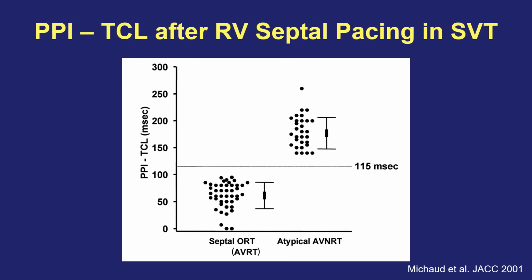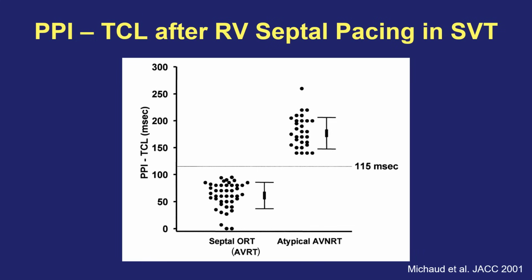And of course, there is another one of the seminal principles in EP study evaluation for SVT. This is published by Dr. Greg Michaud in 2001, and they looked at the post-pacing interval minus tachycardia cycle length, and in this case, they described the maneuver as pacing in the RV in the apex or on the septum at a cycle length 10 to 40 milliseconds shorter than the tachycardia itself, again, to try to avoid altering the circuit or certainly not terminating the circuit as you pace.